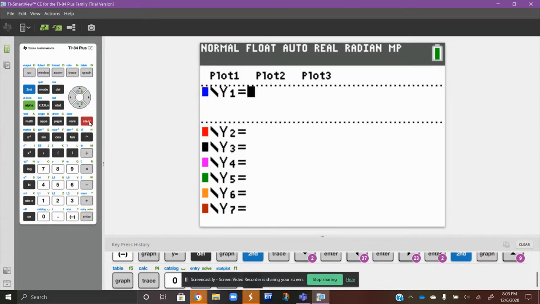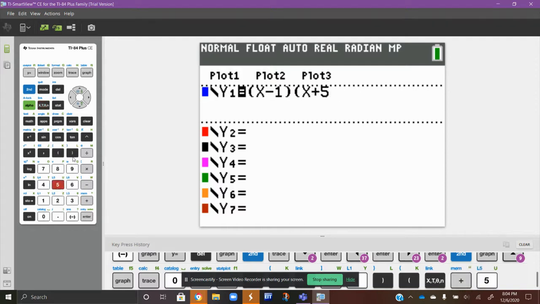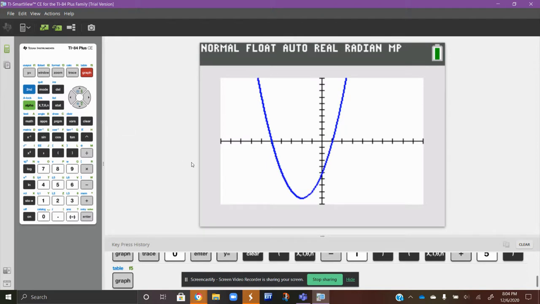All right, let's talk about one more. So I'm going to clear this one, and let's put this in x-intercept form. So x minus 1 and x plus 5. Close, graph. Okay, so once again, we do have a minimum for this one.